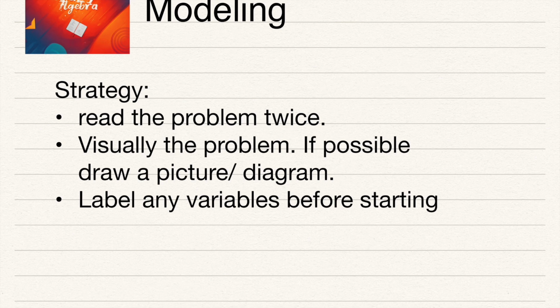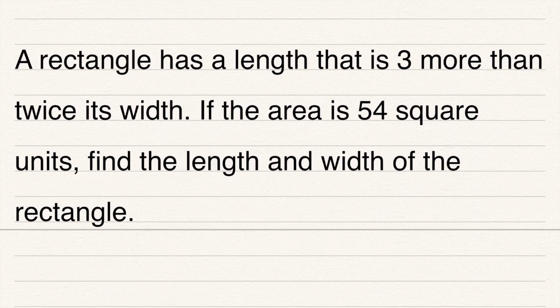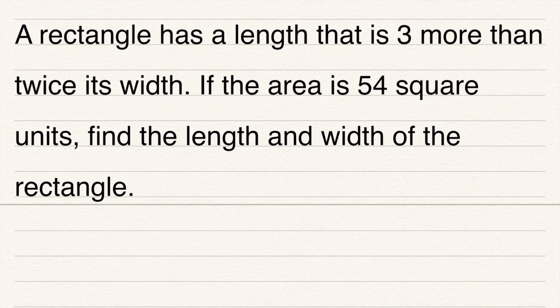So let's look at some word problems and how we can model them. Here we have a rectangle. A rectangle has a length that is 3 more than twice its width. If the area is 54 square units, find the length and width of the rectangle. With this broad overview, I know we have something that's geometrical, so we can draw a picture. Furthermore, I know that we have the area, so multiplication will be involved in some way.